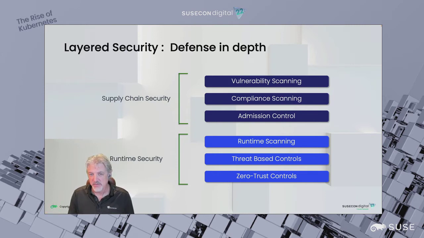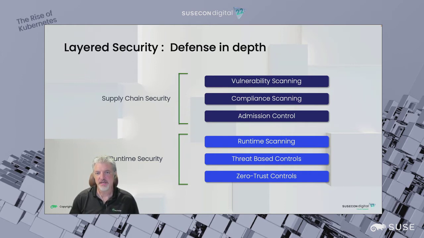We also implement admission control in Kubernetes and Rancher. That admission controller is what is preventing bad images, or images that violate certain rules that you have set forth. You can prevent those images from running in those environments.